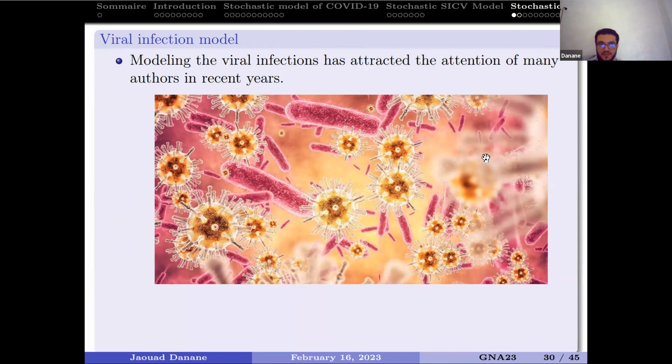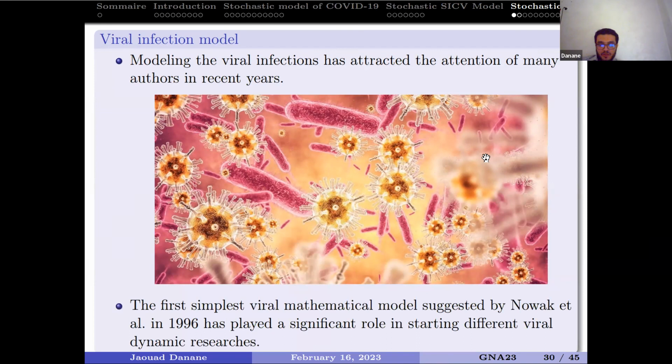So it's very nice to recall that the first simplest viral mathematical model was suggested by Novak et al. in 1996, and this result has played a significant role in starting different viral dynamics research, because it's the starting point of the modeling in viral infection.